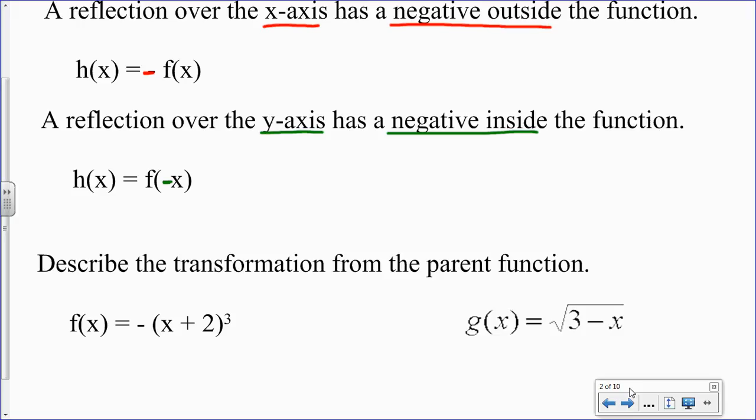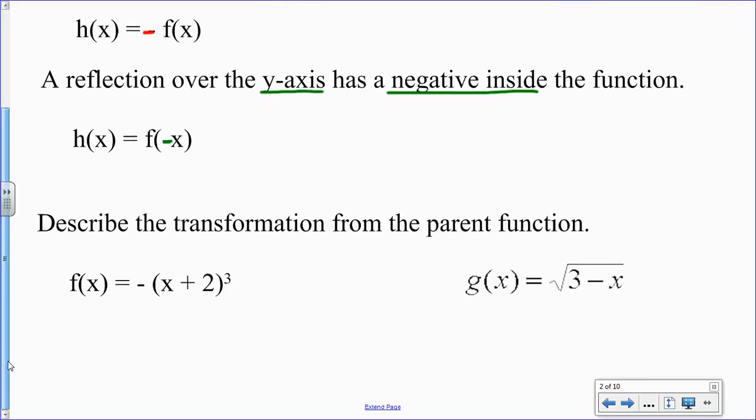Okay, so I want to look at these two examples and describe the transformation. Okay. So first of all, I see this plus 2 on the inside. So I got to do order of operations, which we're going to talk about in just a minute. So I want to take care of what's on the inside first, inside parentheses. So when I say plus 2 on the inside, that means I shift horizontally. And so which way would I shift? Left. When it's on the inside, we're the opposite.